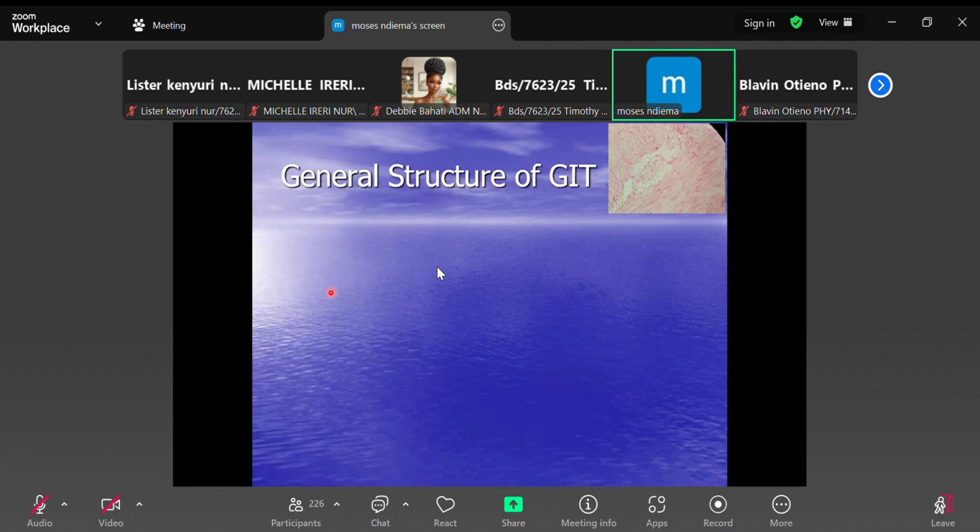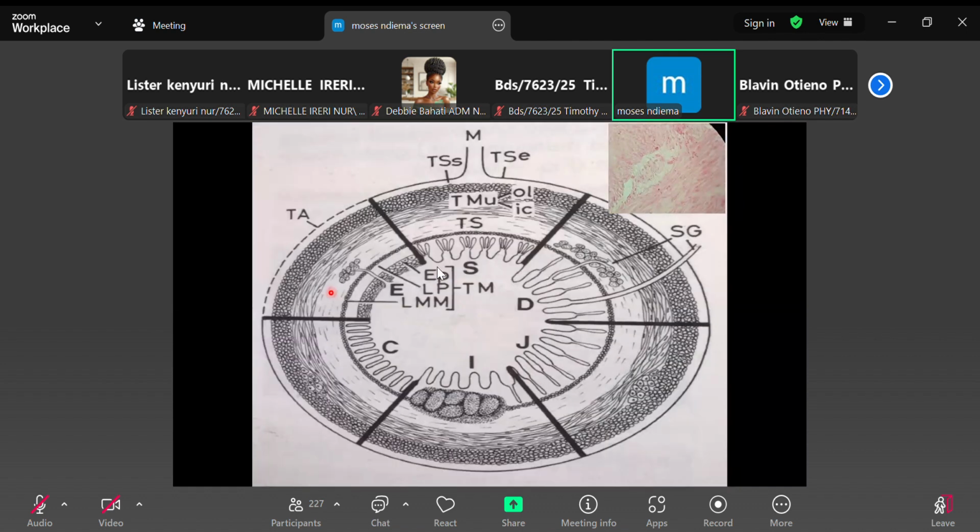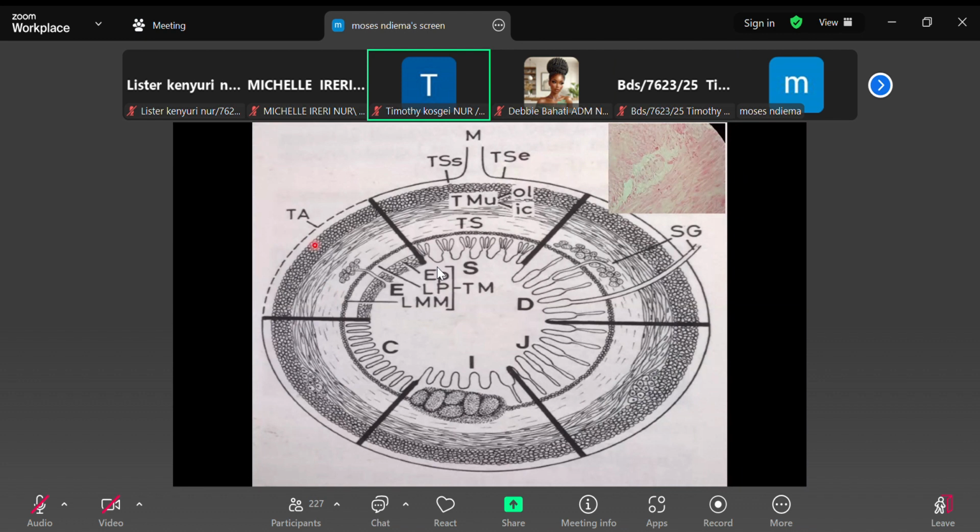Now, those are malformations which can occur in the entire tract of the GIT. We'll be looking at the pancreas and at specific malformations of the pancreas. We had looked at the general structure of the GIT, the gastrointestinal tract. You remember this picture? We looked at the esophagus.